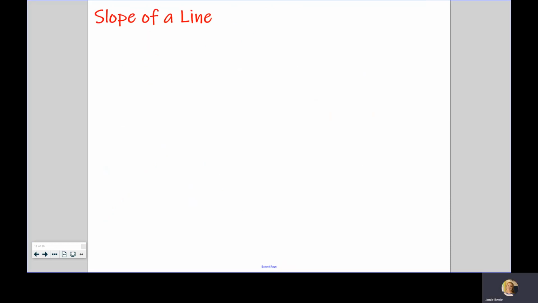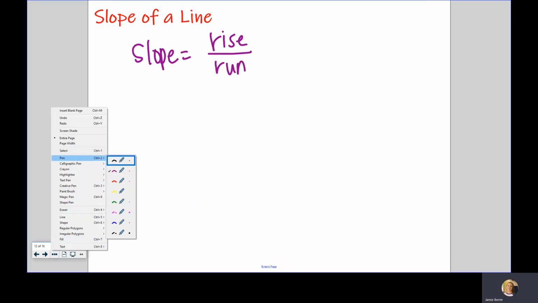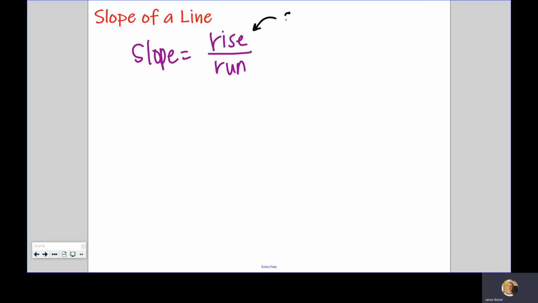So let's talk about the slope of a line. The first way you learn slope is probably as rise over run. Rise over run is really just a simplified way to say the change in y over the change in x. So it's how much y is changing. It's either going up or down. That's the rise, divided by how much x is changing. So it's either going left or right. It's the run.